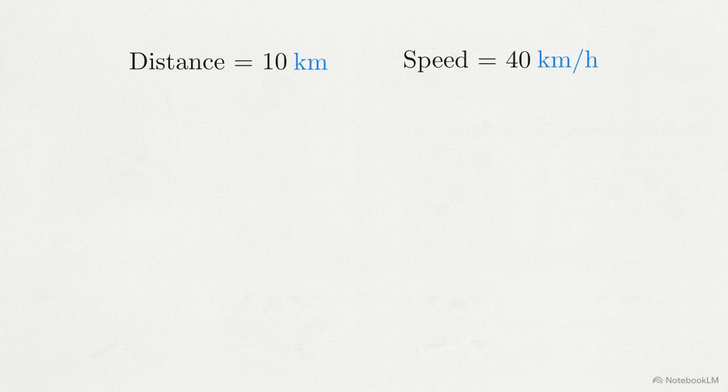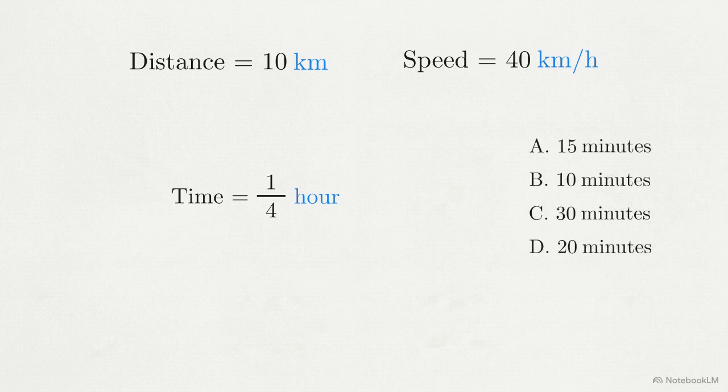We have our true distance of 10 kilometers and an average speed of 40 kilometers per hour. We plug these into our kinematics formula, where time equals distance divided by speed. We divide 10 kilometers by 40 kilometers per hour. The kilometer units cancel each other out, leaving us with a simplified answer of 1/4 of an hour.